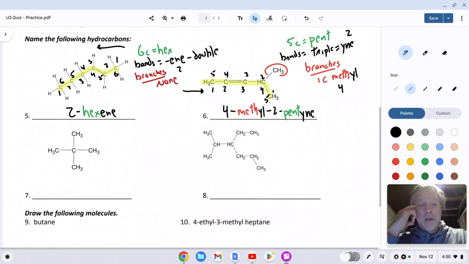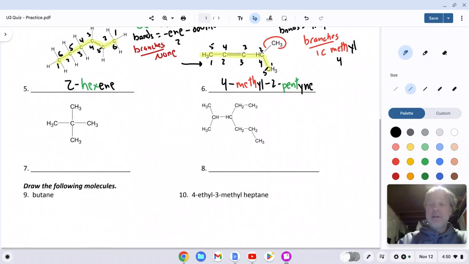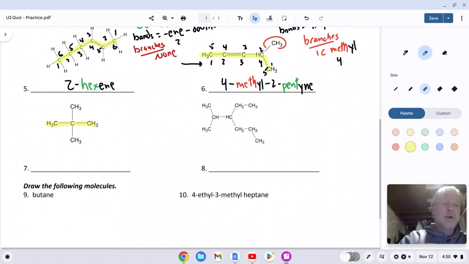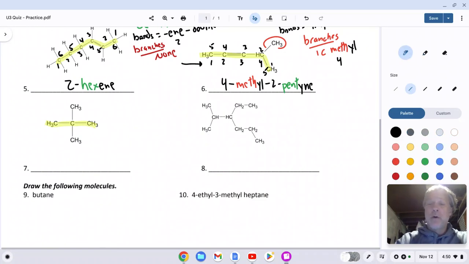All right. Moving along to question number 7. With question number 7, I'm going to first of all identify the longest continuous chain, and I'm just going to go straight across because to me that makes the most sense. I'm then going to identify how many carbons long this is, and it looks like it's a 3 carbon long chain, so that's prop.